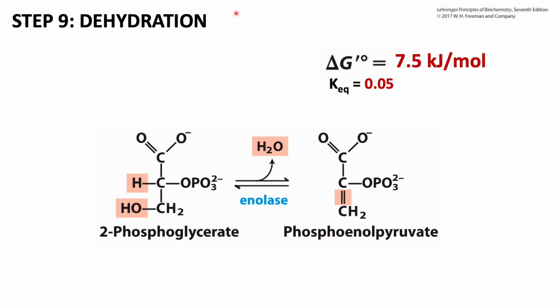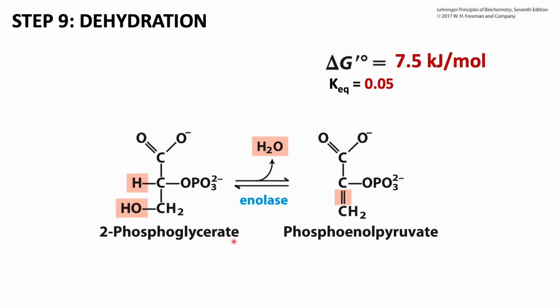Step number 9, a dehydration. Whenever you see an enolase, think of a dehydration. This is the enzyme catalyzing this reaction. Where are we getting this water from? We're getting it from right over here. What happens when we get rid of these atoms? These two carbons will form a double bond because remember, carbon wants to have 4 bonds.